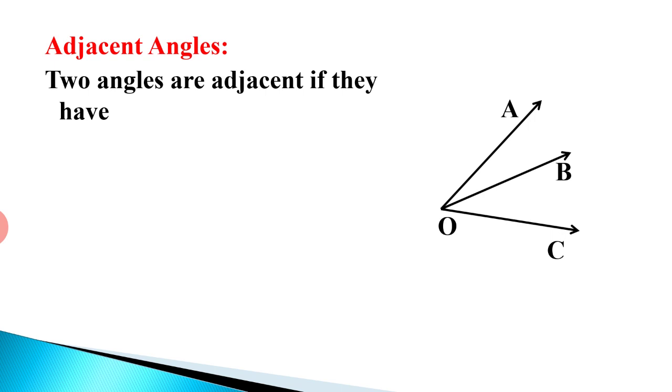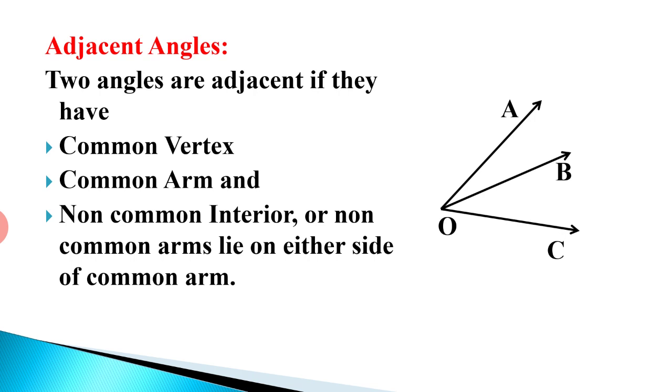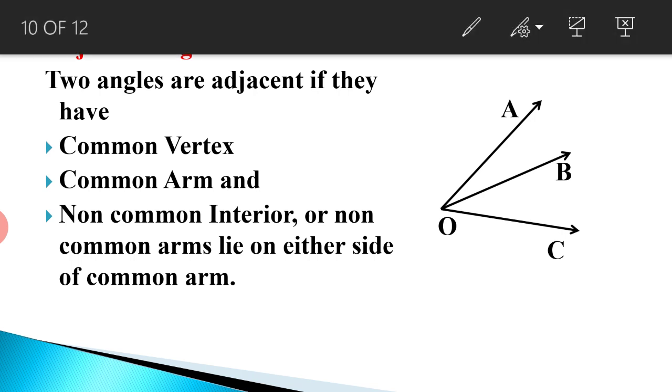So we will write it. Two angles are adjacent if they have common vertex, common arm, and non-common interior, or non-common arms lie on either side of the common arm. If all these three conditions are satisfied, then only those angles are called adjacent angles. If any one condition is not satisfied, the angles are not adjacent angles. Is it clear, children? So work on this concept of adjacent angles.